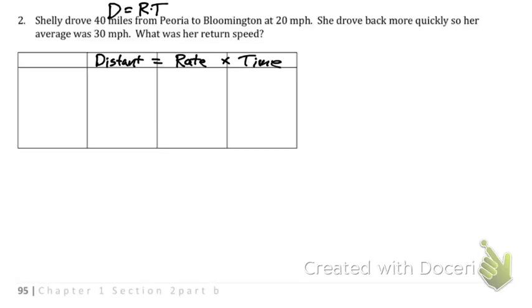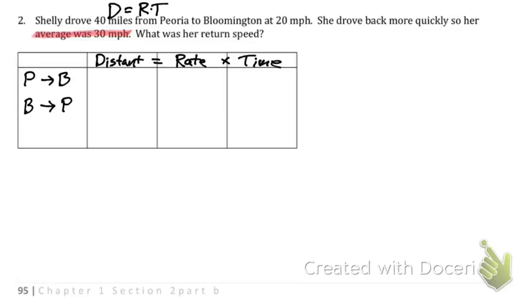All right, Shelley drove 40 miles per hour from Peoria to Bloomington at 20 miles per hour. So we do have one thing. We are going from Peoria to Bloomington. Well, that says she drove back more quickly, so her average was 30 miles per hour. So she has to return. So she has to go from Bloomington back to Peoria. And here's where the change comes in. It is a sentence right here. Her average was 30 miles per hour.